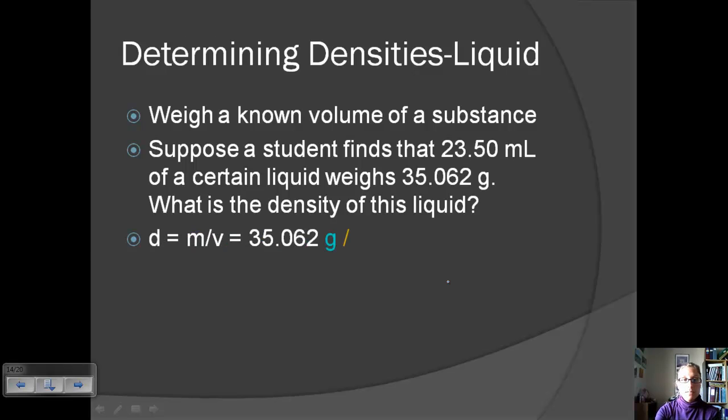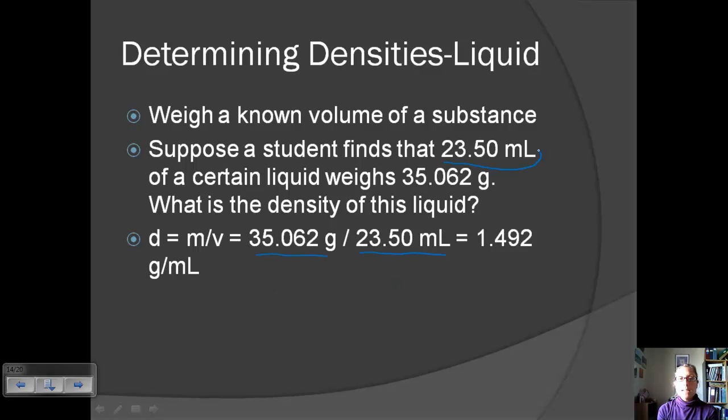What is the density of this liquid? Well, we know that density is equal to mass over volume. We know our mass is 35.062 grams. We know our volume is 23.50 milliliters. And if we divide, we get 1.492 grams per milliliter.